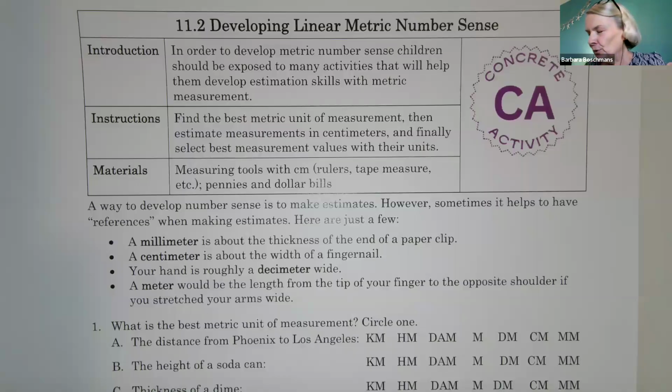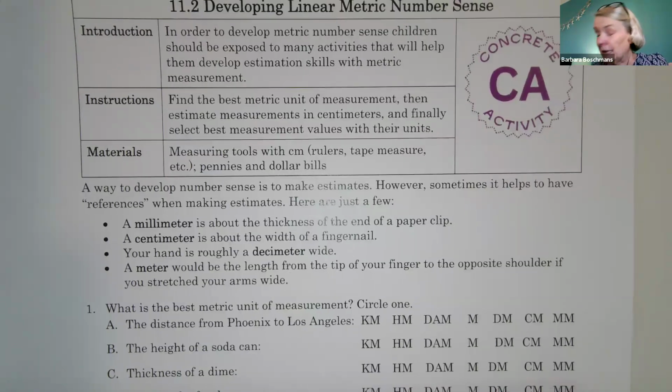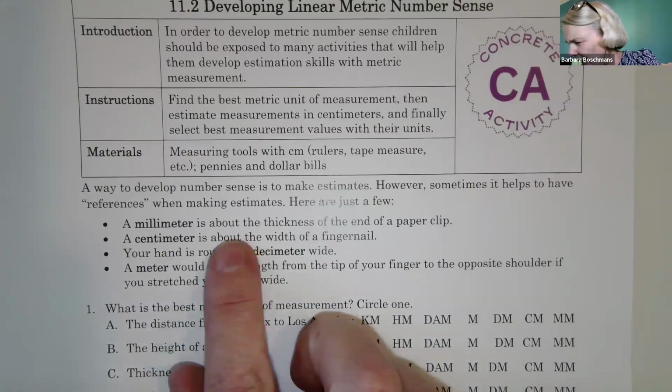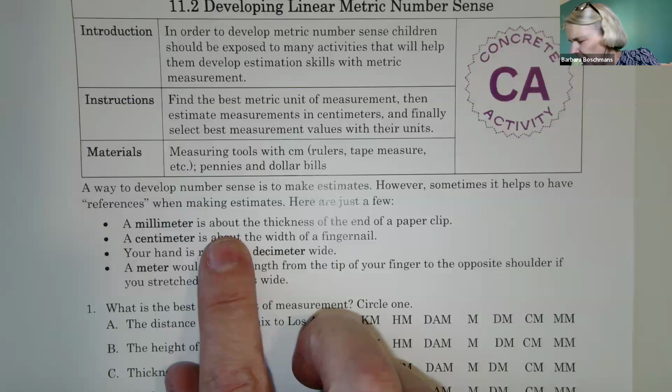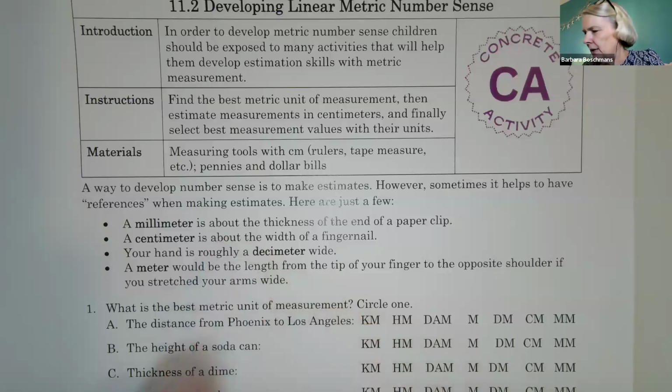Activity 11.2 is developing linear metric number sets. This is an activity that you can do with your students that will allow them to get a sense of the different units in the metric system. We already discussed what some of those units are. So a millimeter is the smallest linear length unit that we have, and it's about the thickness of the end of a paper clip.